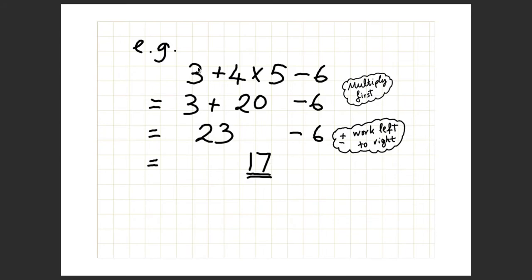And try and note how I've lined this up. My equal signs lined up, my 3's lined up, my 23 comes from the 3 plus 20, so I've lined that up in the middle of that. These minuses and the 6's line up. If you do that, it's a lot easier to follow what's going on.